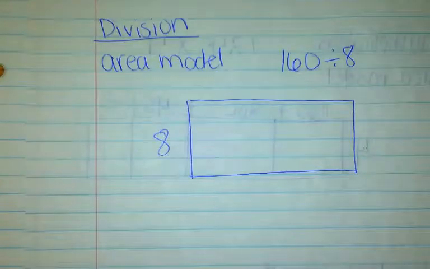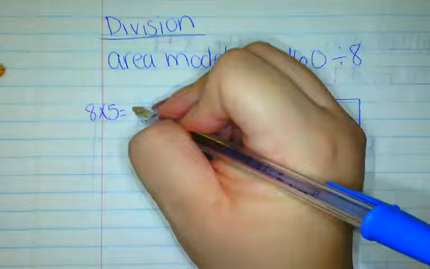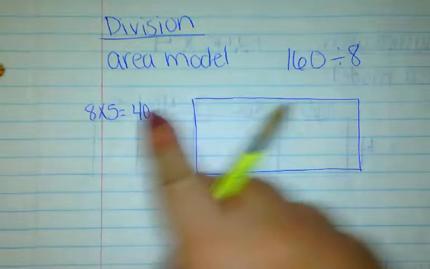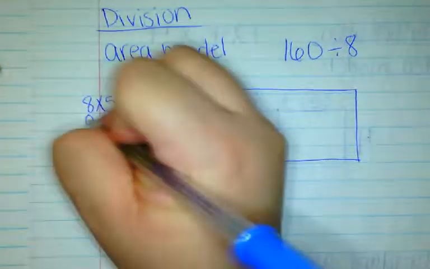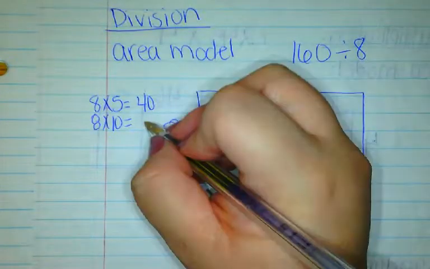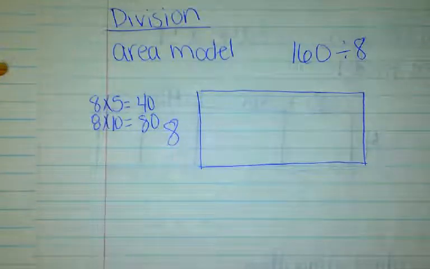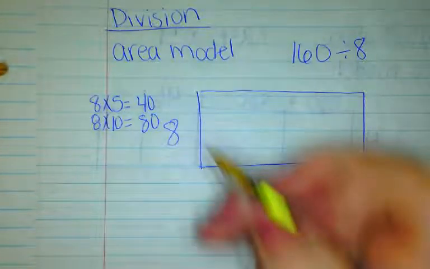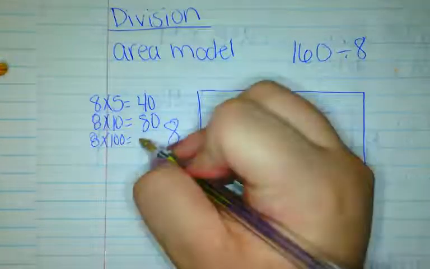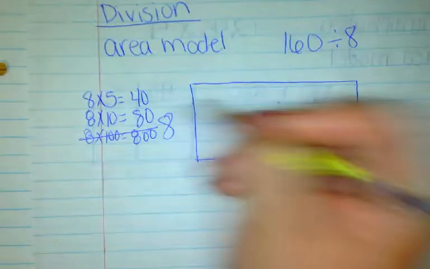Okay. We know that 8 times 5 gives you 40. Too small, right? Yes. How about 8 times 10? 80. Remember, 8 times 1 is 8 and then the 0. So too small, right? Yes. How about 8 times 100? 800. What's wrong with that one? It's too big.